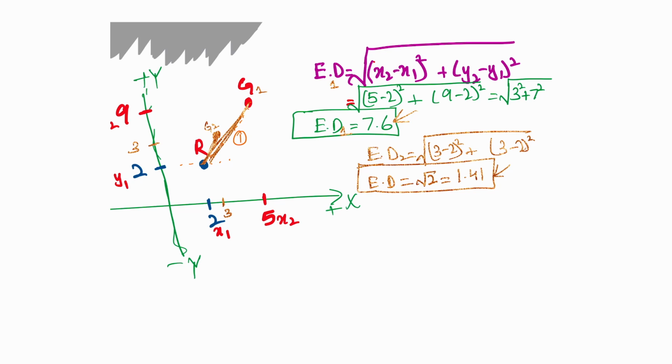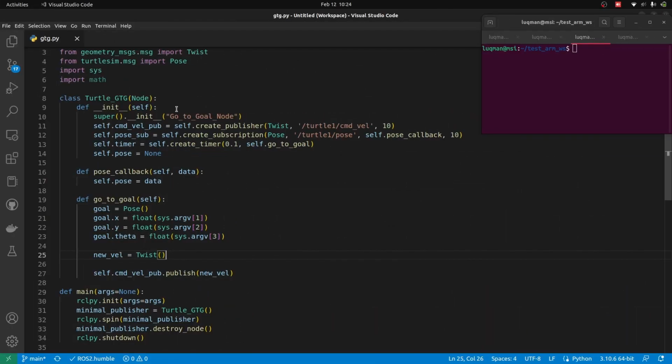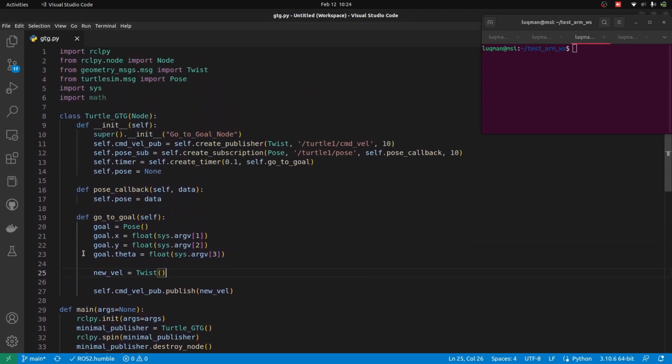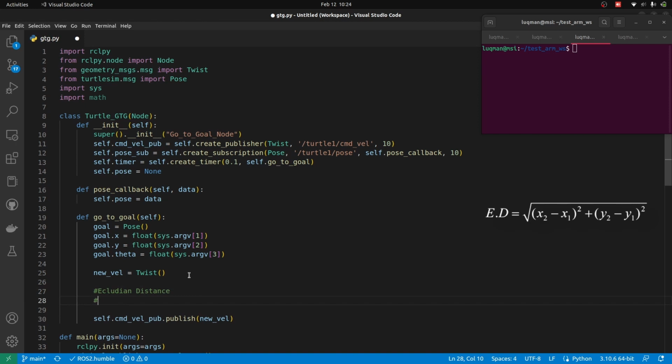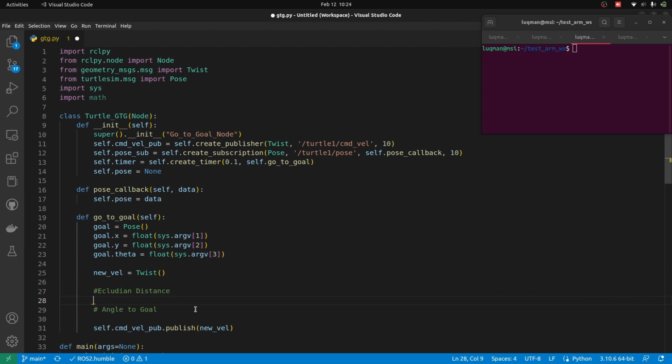So now let's implement this in our code and see what our robot is telling us. We will start the code from this specific point where we have the main function, which is calling this class, TurtleGTG, go to goal. It contains one publisher, one subscriber, and gets the data of our robot, and this function is going to be filled in by us after the theory understanding. So we are now going to implement two things. The first one is the Euclidean distance and the second one is the angle to goal. These are the two things that we just discussed, so we have to implement them. I'm going to rename them to distance to goal and angle to goal.